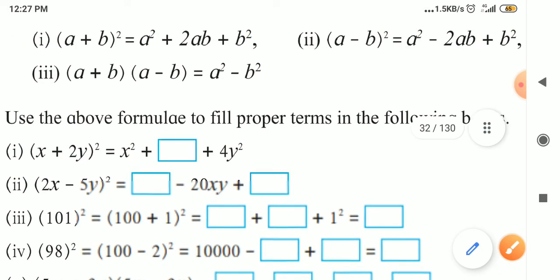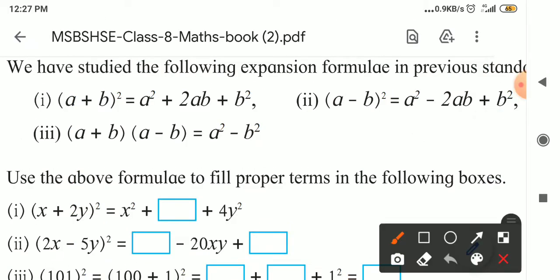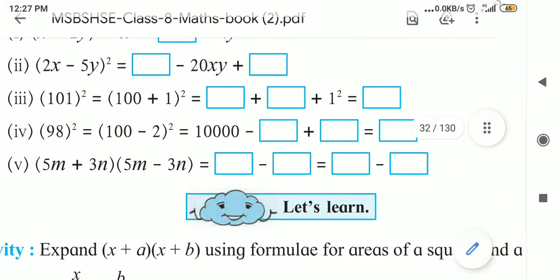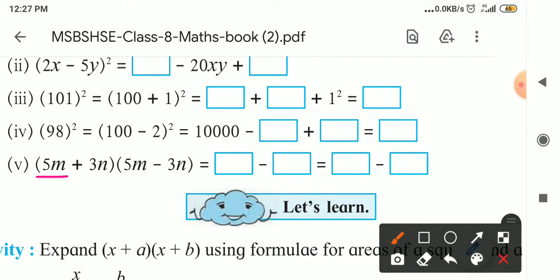So here which formula we have to use? If you see here, a plus b and a minus b means only a square minus b square. So here a means which term is here? 5m, and b means 3n. So here we will write (5m) square minus (3n) square.